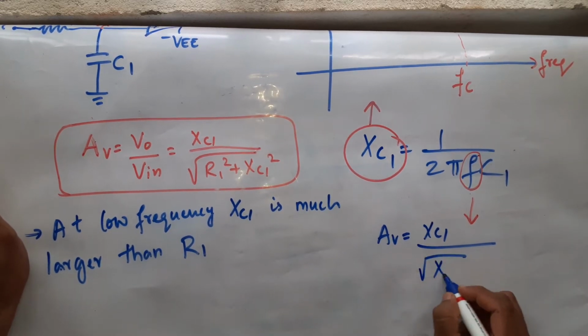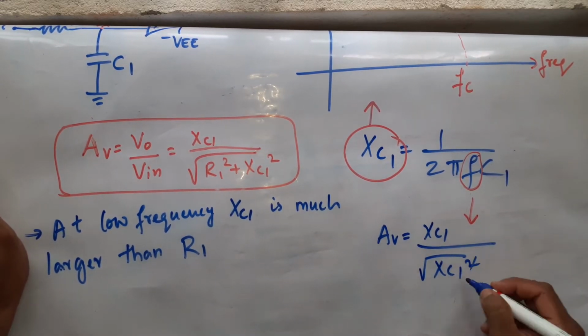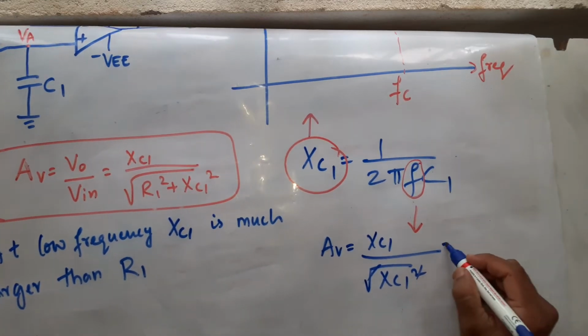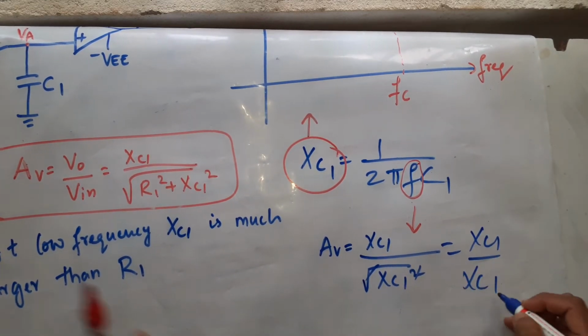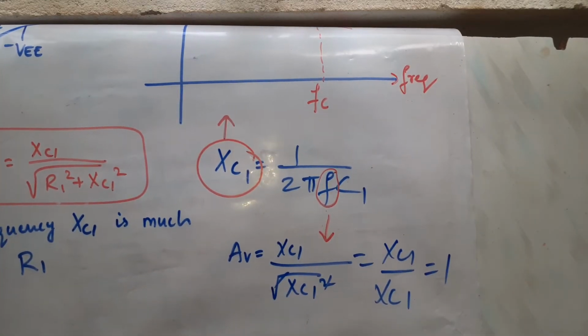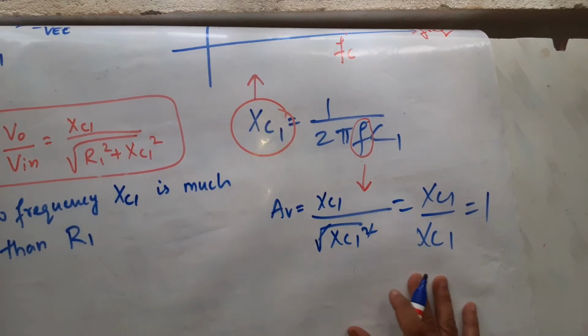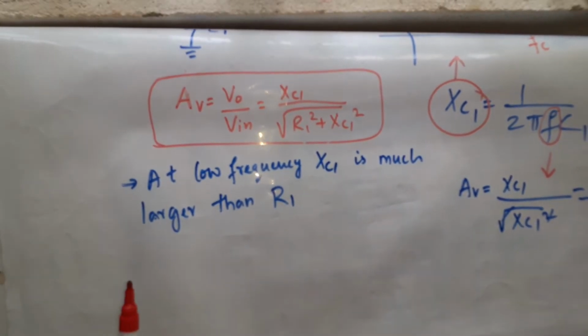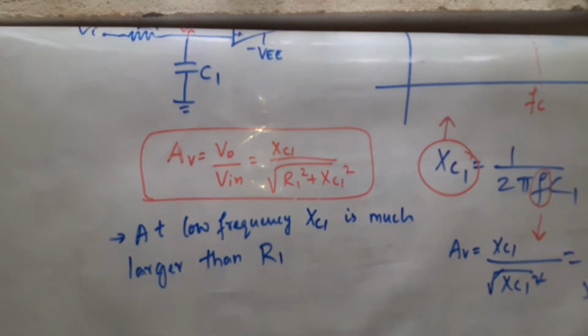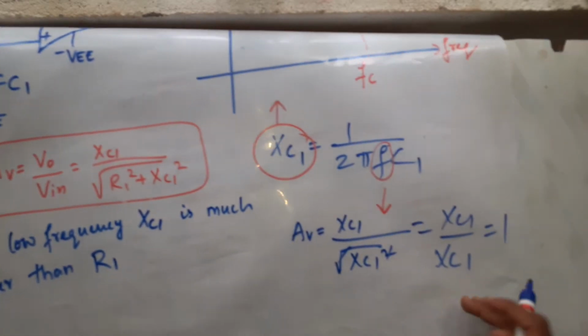So I am having this, right? So this square and root gets cancelled. So I am remaining with XC1 by XC1. This is nothing but 1, isn't it? So AV is equal to 1, means gain becomes equal to 1. This is what we want, right? We want gain to be equal to 1 because R1 is equal to R2, that is, it is behaving as a voltage follower.